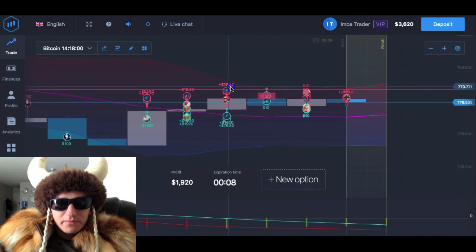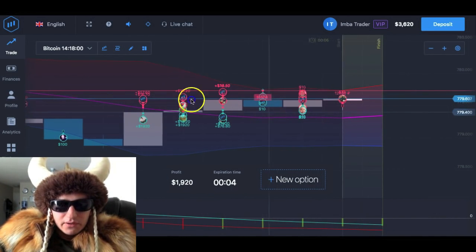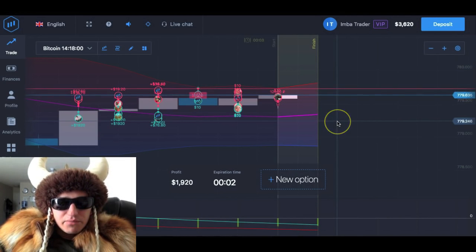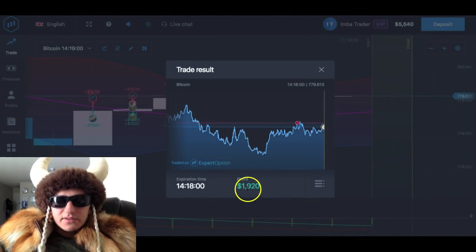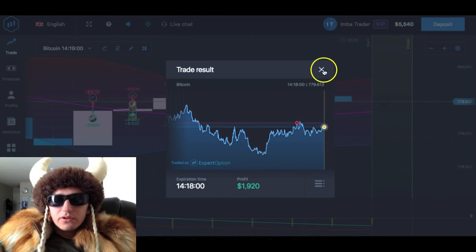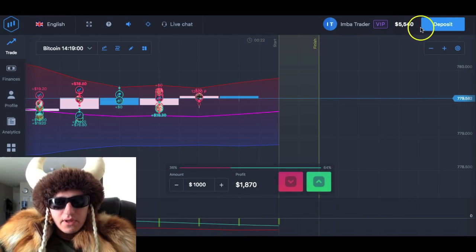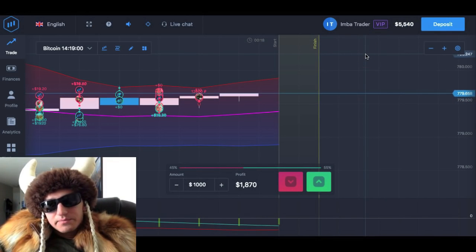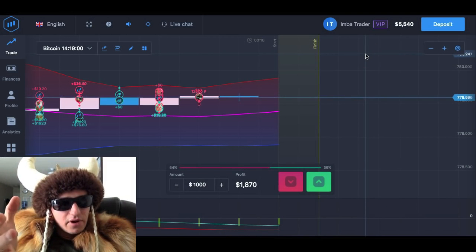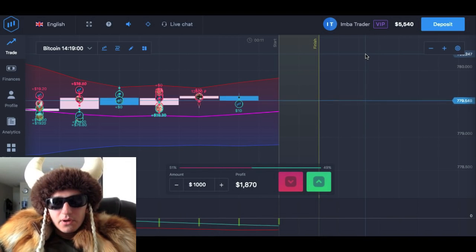We do see how many trades the other people were making during these same periods, and this is it. $1,900 profit. We started with 4,000 bucks. We ended with $1,500 profit within 10 minutes or so.